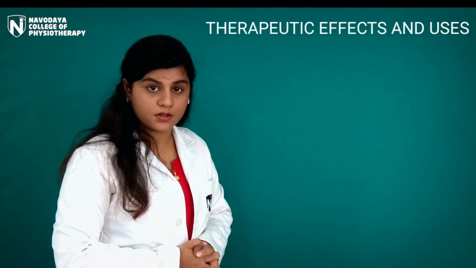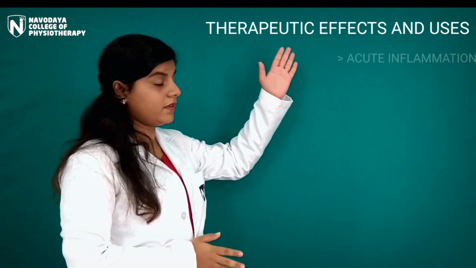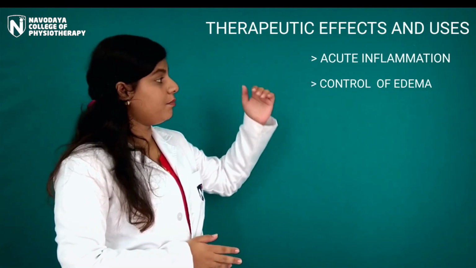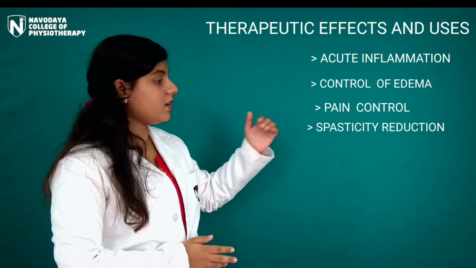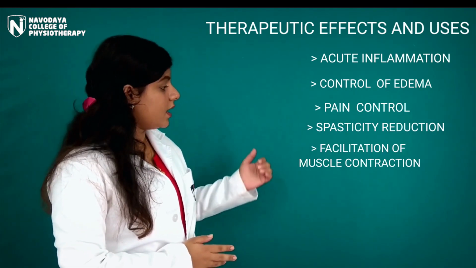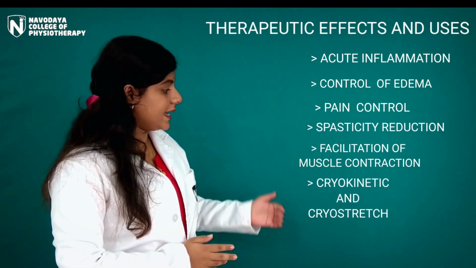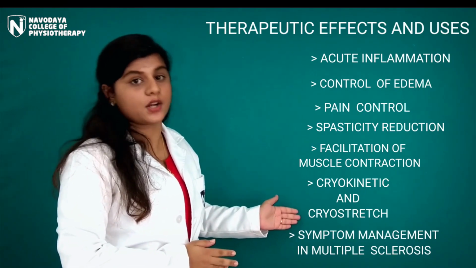On application of cold, there will be stimulation of the cold receptors, which reach the posterior horn of the spinal cord via the spinothalamic tract. Then it reaches the hypothalamus, thalamus, and then the sensory cortex, resulting in vasoconstriction via the vasomotor response. So now I'm coming to the therapeutic uses of cryotherapy. First is acute inflammation, control of edema, pain control, spasticity reduction, facilitation of muscle contraction, cryokinetics and cryostretch, and lastly symptom management in multiple sclerosis.